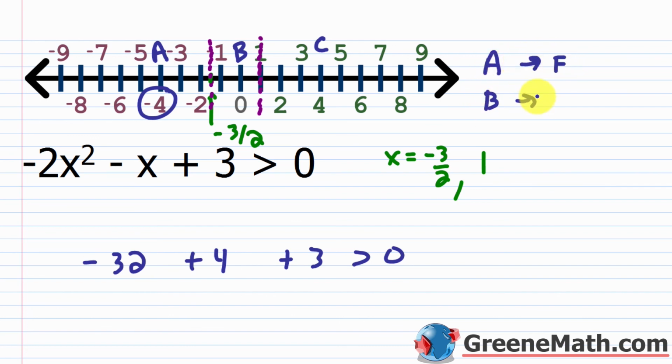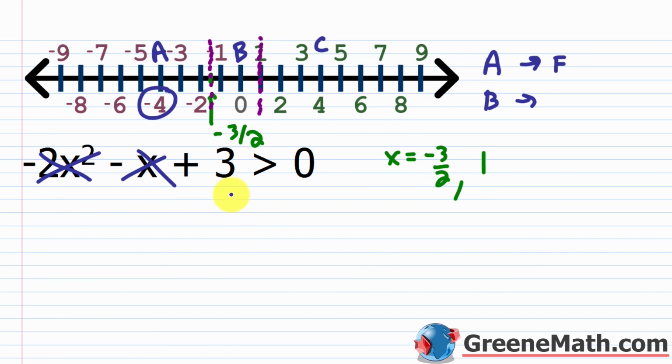Again, for most of these, not all of them, but for most of these, it sets up to where the one on the left, if that's going to be false, then the middle part is going to be true, and the part on the right is going to be false again. But again, you've got to really test these because you have some special case scenarios. So let's look at 0 for region B. If I plugged in a 0 for x, this would be gone and this would be gone. I'd have that 3 is greater than 0, which is true.